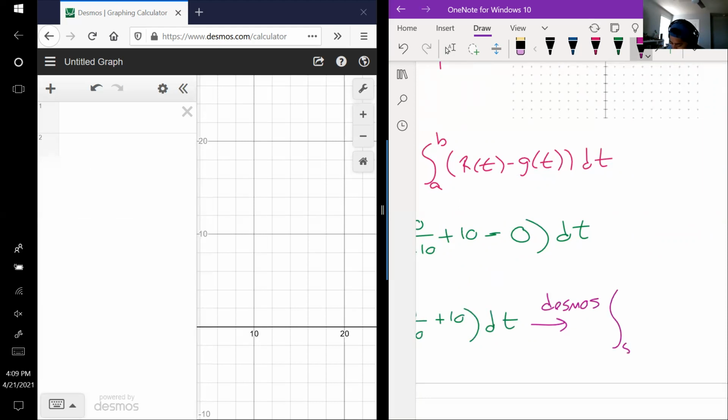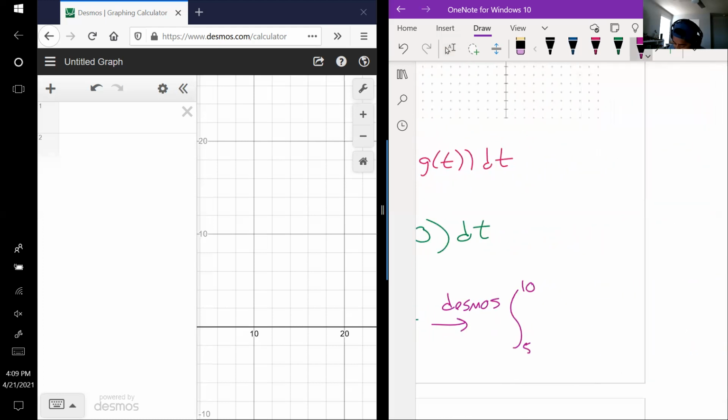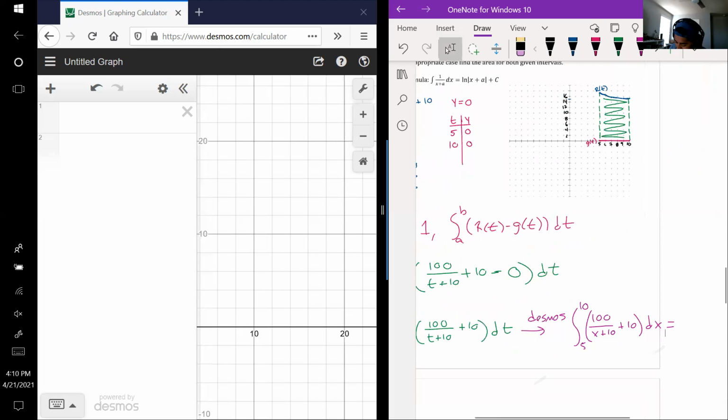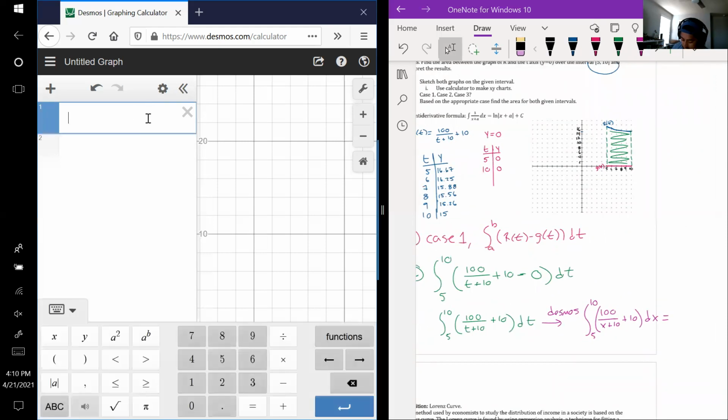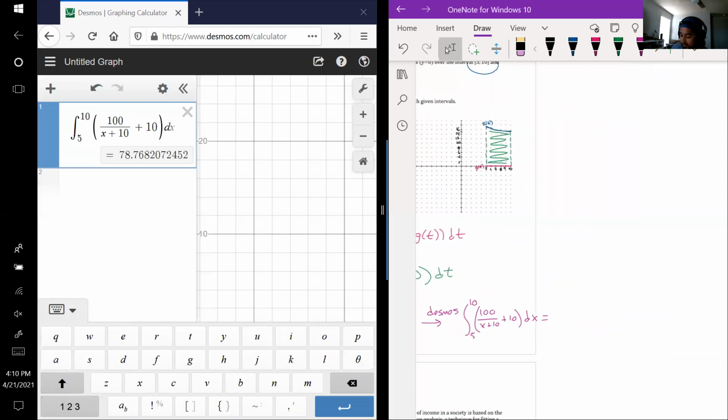It's going to be the integral from 5 to 10 of 100 over x plus 10, plus 10. There we go. Okay, and now integral 5 to 10 of 100 over x plus 10, plus 10 with respect to x. There we go. And we get 78.77.